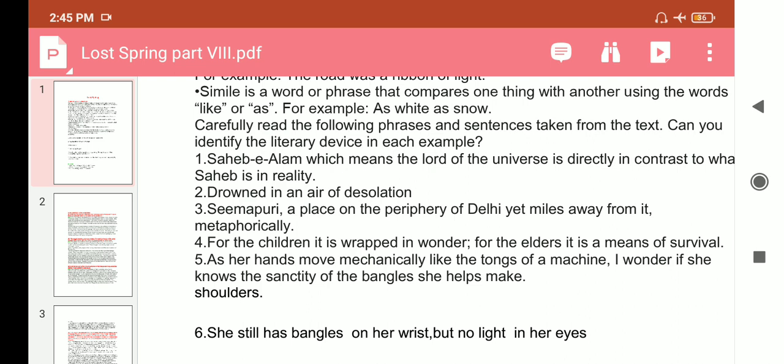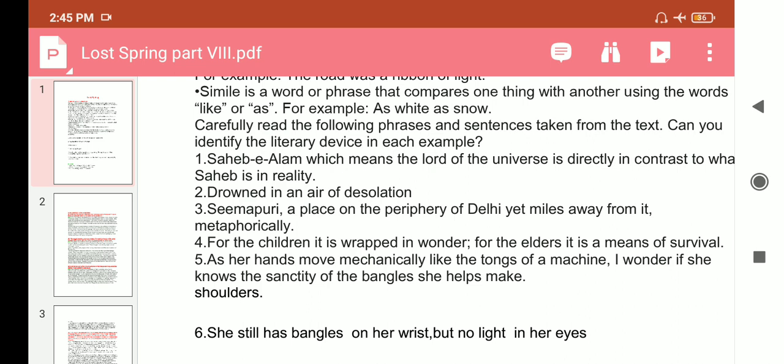Number third is Seemapuri, a place on the periphery of Delhi yet miles away from it metaphorically. Here contrast has been used. So the literary device here used is contrast.